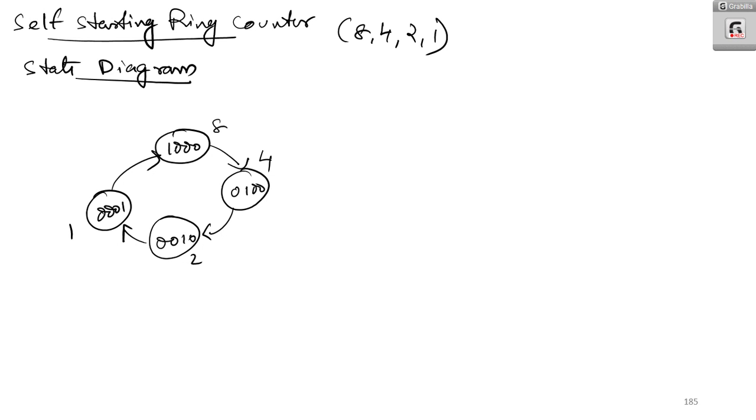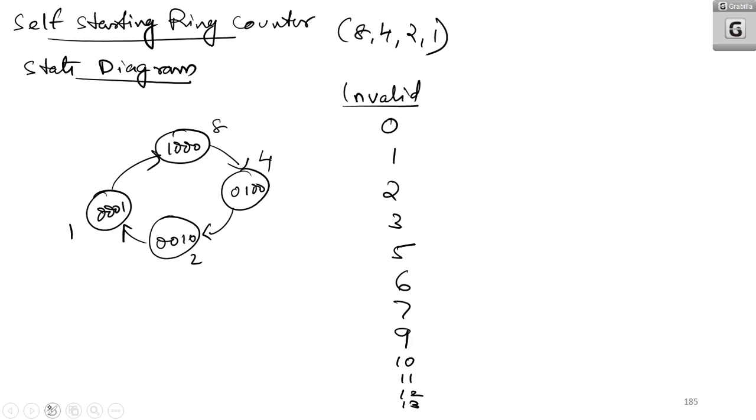Now you can design in some ways. Which are the invalid states here? The invalid states are 0, 3, 5, 6, 7, 9, 10, 11, 12, 13. I will write them in a separate way.